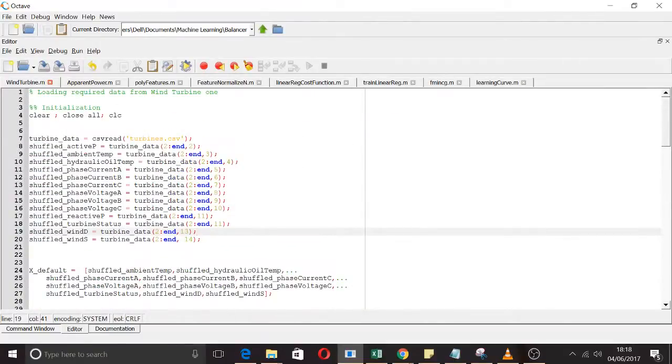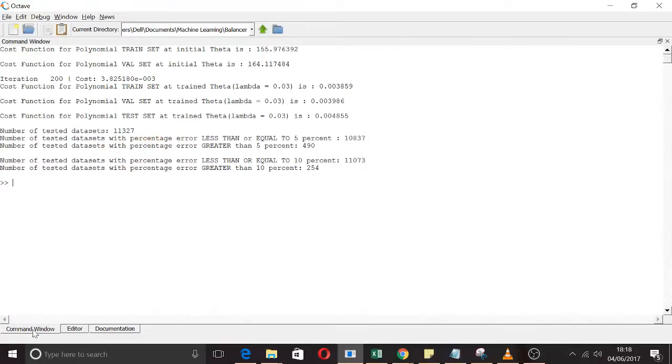Now let's go back to the command window where we can see the results of our algorithm. Okay, over here we have the result of our algorithm. The number of tested data sets was 11,327. The number with percentage error less than or equal to 5% was 10,837, which is actually large. Those with error greater than 5% were 490 out of the tested data set.